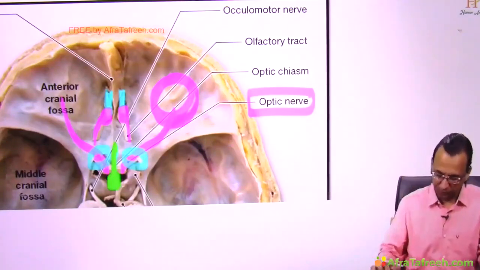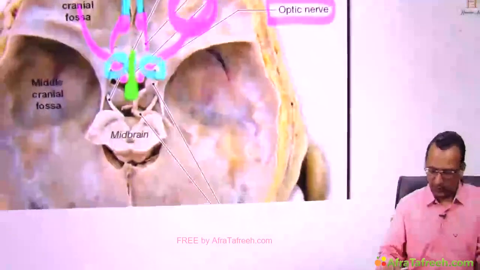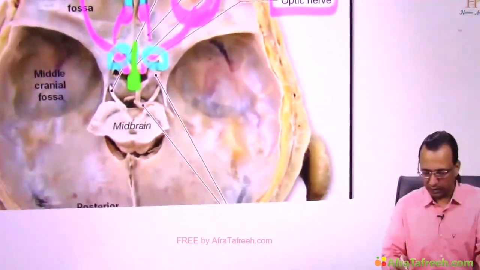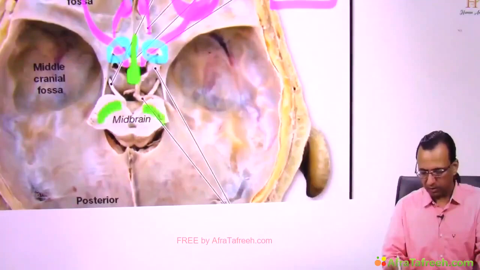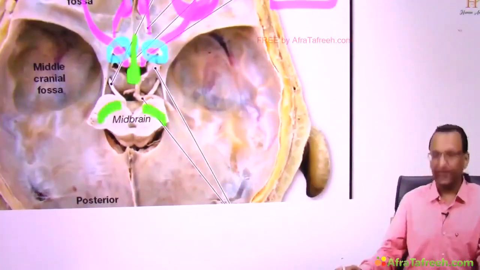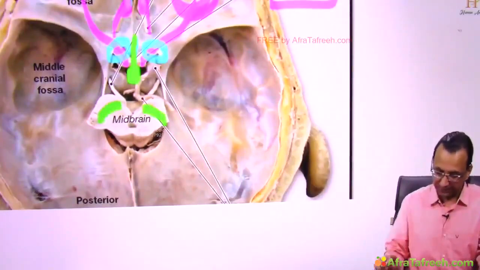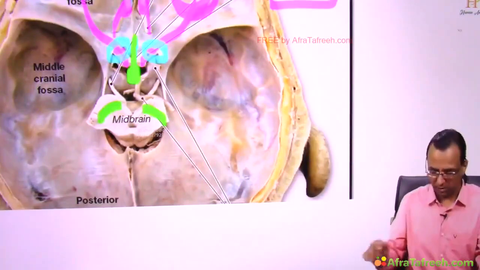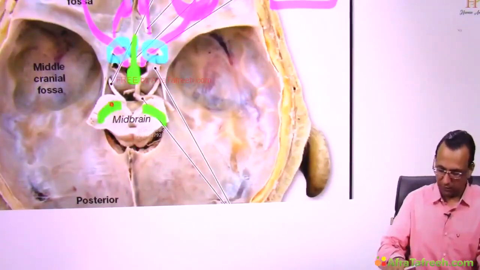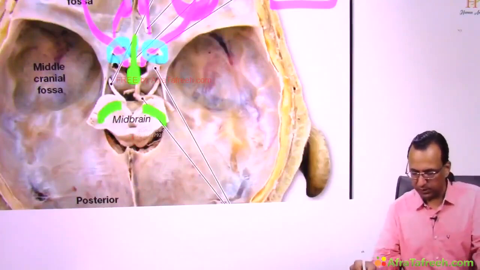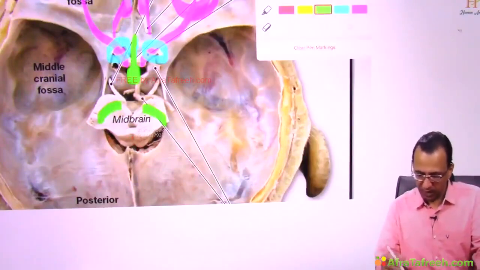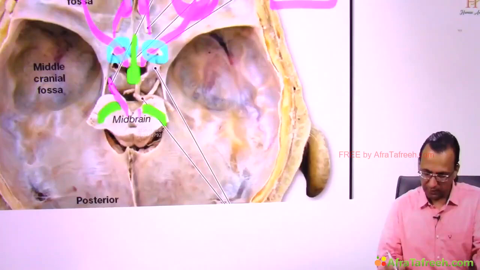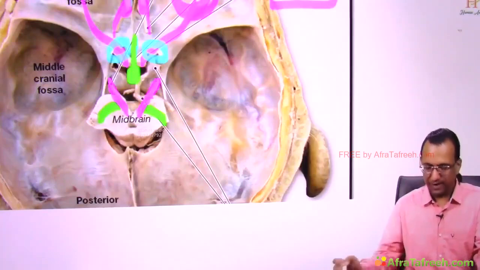Can you tell me what is this? Dark color. You don't know dark color? That is the substantia nigra in the midbrain. Where is the midbrain present? In the posterior cranial fossa. What is it giving? This is the oculomotor nerve coming anterior.